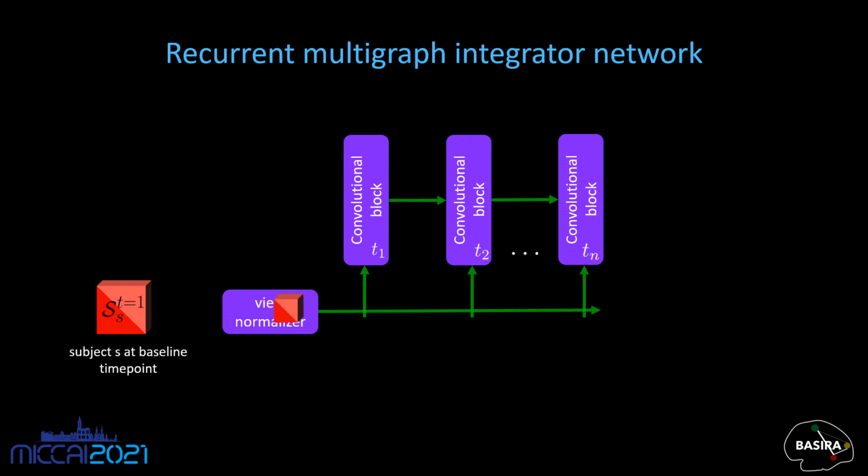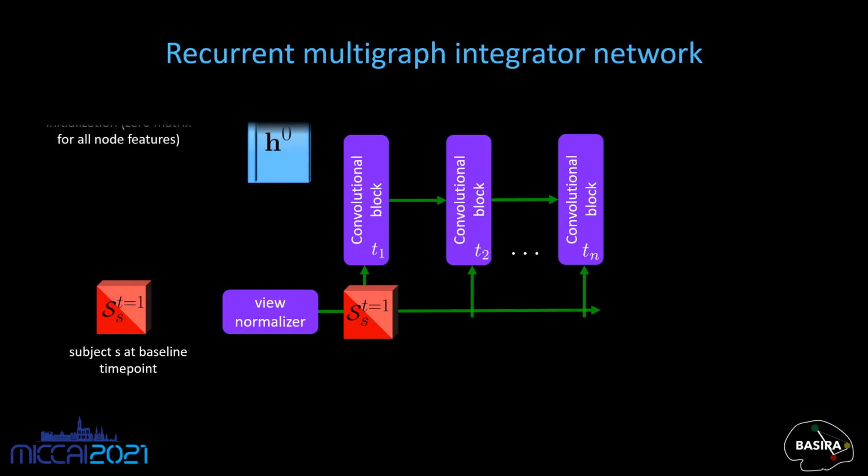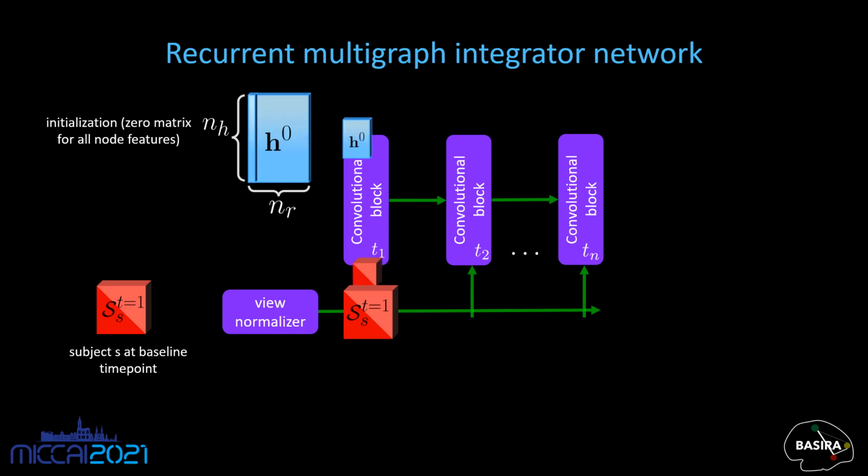A subject S in the population is first normalized since its views largely differ in terms of value range. Next, we create a zero matrix that represents the weights to learn for each node, which we call hidden state node embeddings. This means each node has a learnable embedded vector that changes over time. A normalized subject tensor feeds all the convolutional cells, and each cell tracks the longitudinal changes by learning the hidden embeddings for the consecutive time point.